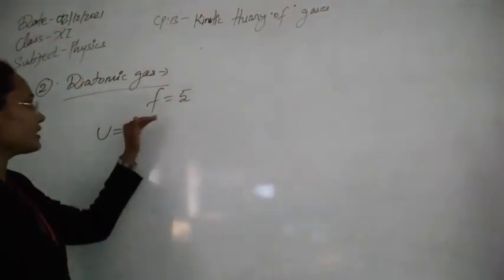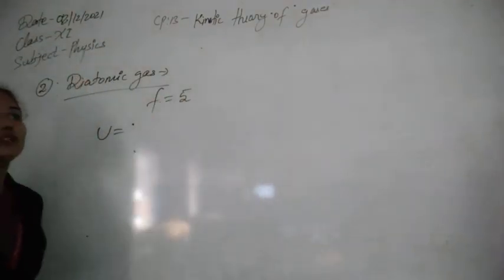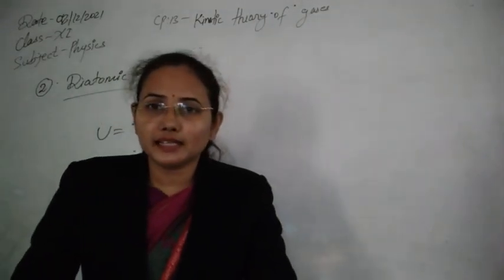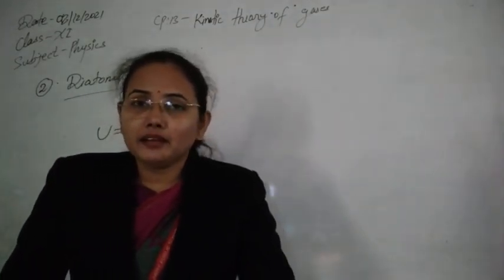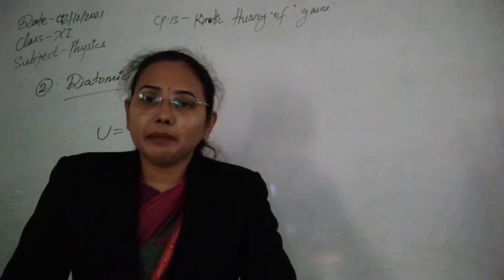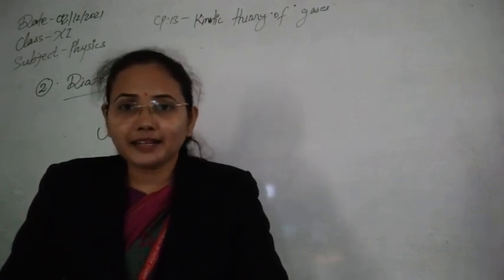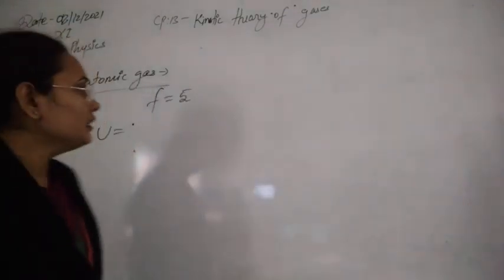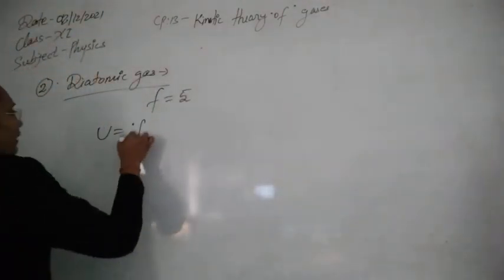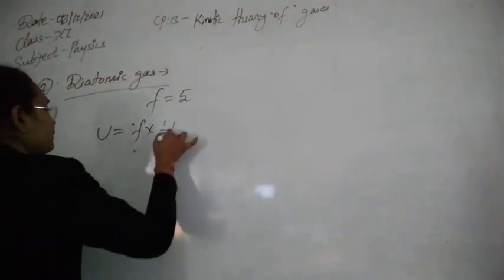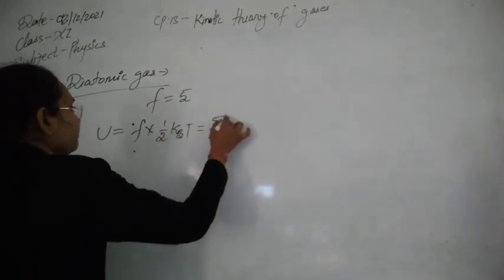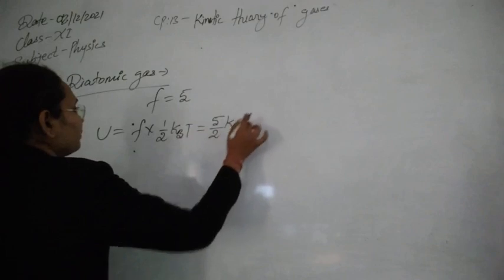The average kinetic energy associated with each degree of freedom, according to equipartition of energy, is half kT. If we multiply by all the degrees of freedom, the net kinetic energy we get is equal to the internal energy. So U is equal to F into 1/2 kBT. F is 5, so this will be 5/2 kBT.